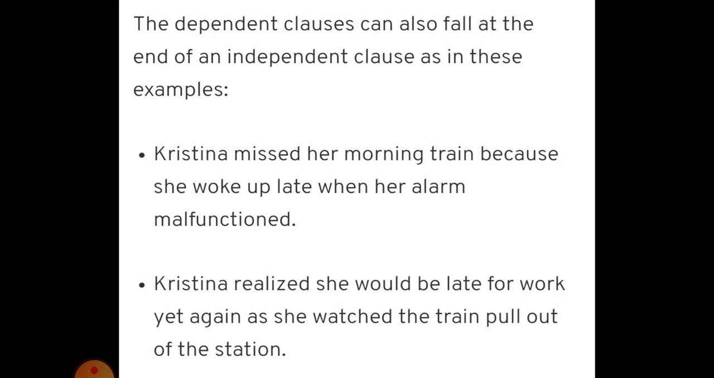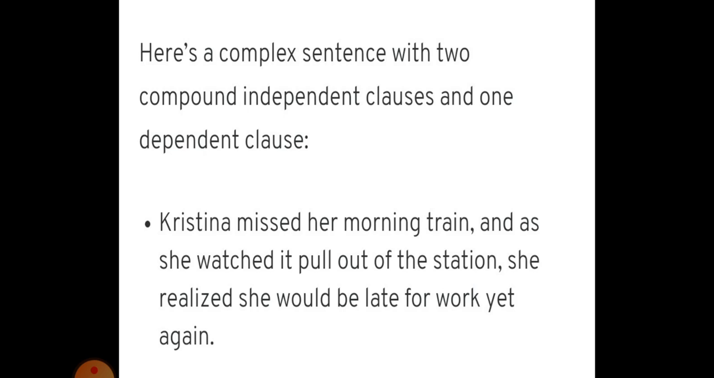The dependent clause can also fall at the end of the independent clause, as in these examples. Now, in this way also you can write: Christina missed her morning train because she woke up late when her alarm malfunctioned. Okay. So here "Christina missed her morning train" is a principal clause. Christina realized she would be late for work yet again as she watched the train pull out of the station. So "Christina realized she would be late for work yet again" is a complete sentence, that is the main clause. "As she watched the train pull out of the station" is the subordinate clause.